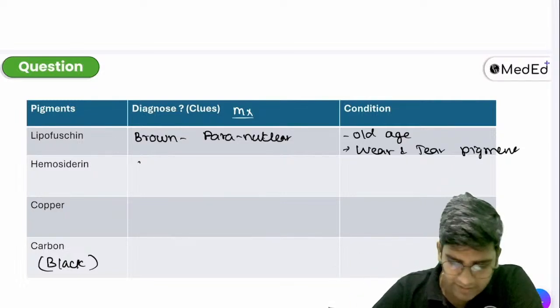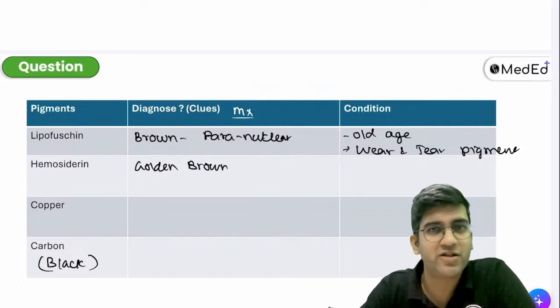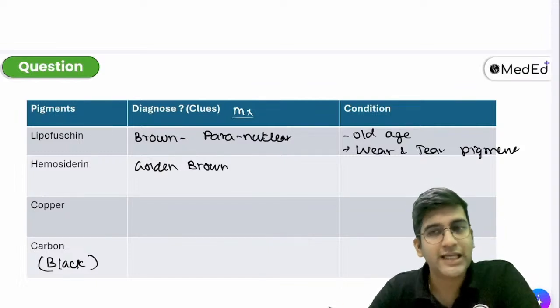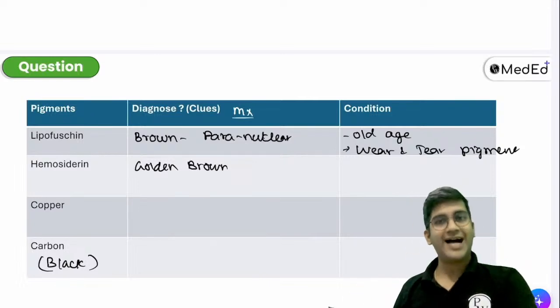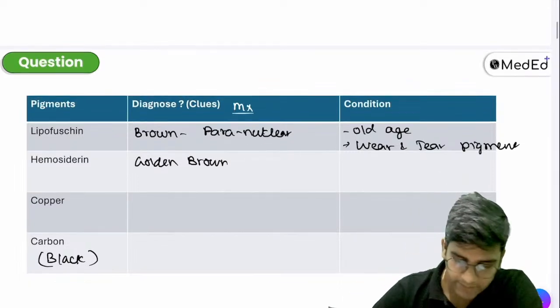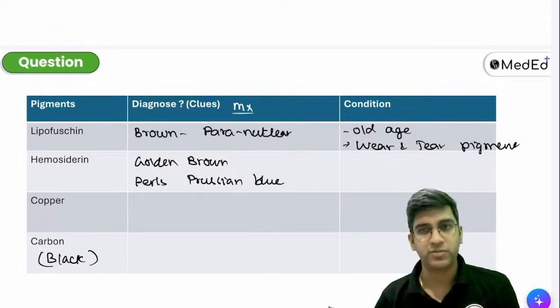Hemosiderin, again, books say it's golden brown color, but I'm not sure. Golden brown and brown, will you be able to differentiate? It's brown in color, that's all, right? Can anyone tell me the special stain for hemosiderin? Hemosiderin or iron is positive for Pearl's Prussian blue, right?